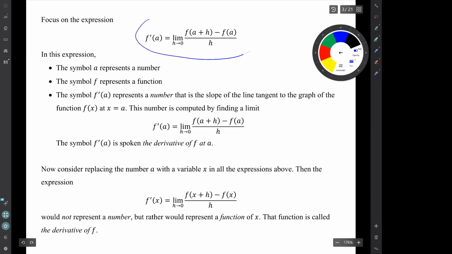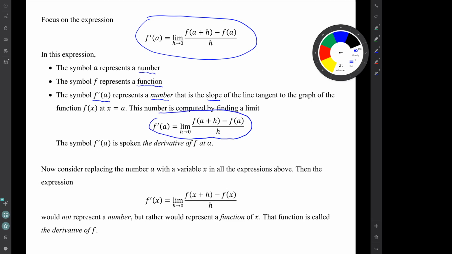I want to focus on this expression. This f prime parentheses a equals this limit. Now in this expression, the symbol a represents a number, and the symbol f represents a function, and this whole symbol, f prime parentheses a, represents a number. It's a number that's the slope of a line tangent to the graph of a function. And you find this number by finding this limit. And this symbol is spoken the derivative of f at a.